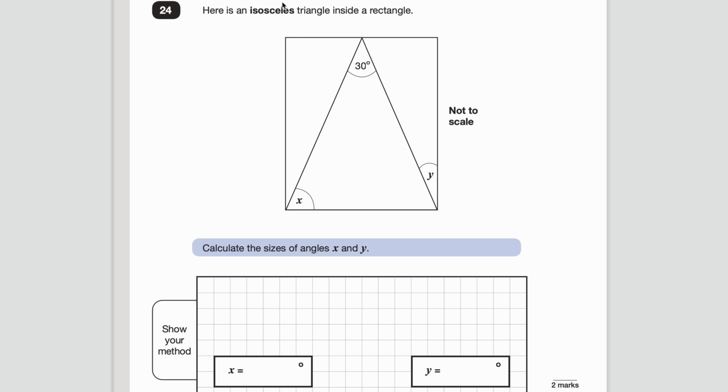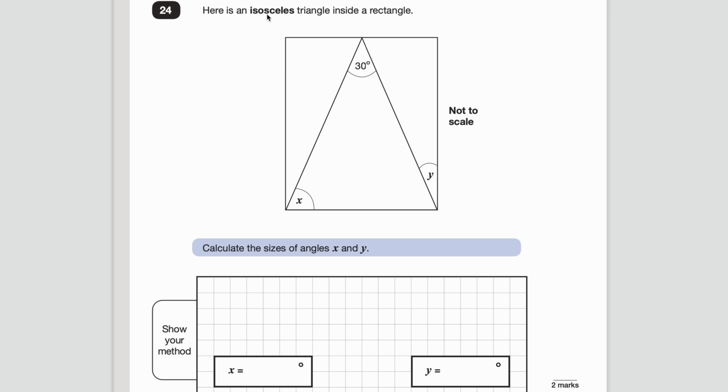Number 24. Here is an isosceles triangle inside a rectangle. Calculate the sizes of angles X and Y. So this is all to do with geometry and all to do with angles. So if you understand these little tricks, this can be quite a straightforward question. If not, it can be quite challenging. So if this was a question that you struggled on, it's worth spending some time going through this with me or with your teacher so that you're going to be better prepared next time.